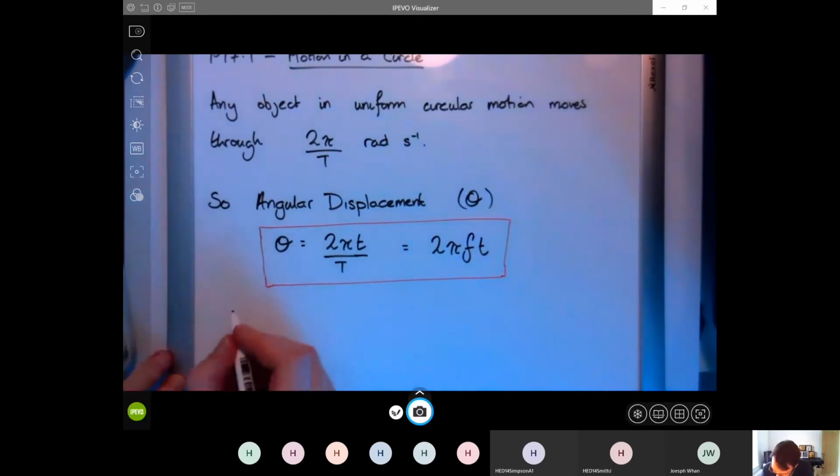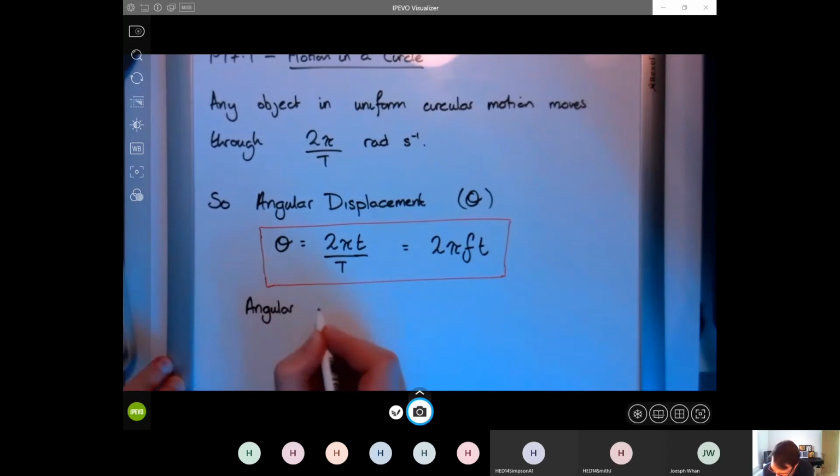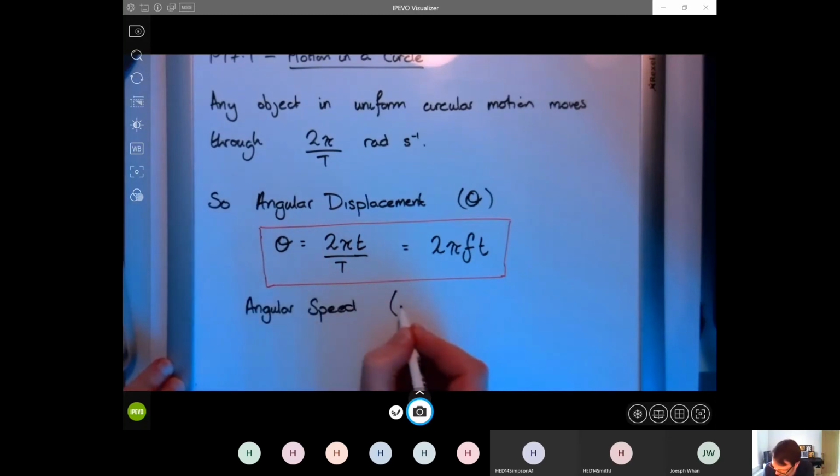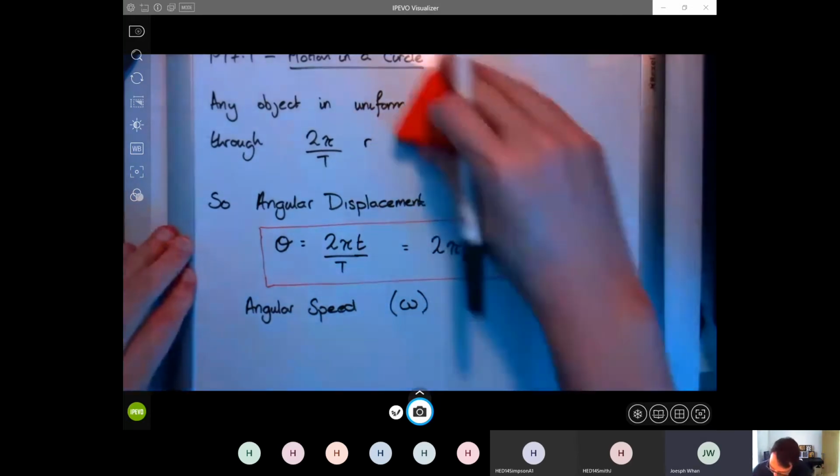We're going to do angular speed. So if that's angular displacement, angular speed now does have a special symbol, which is called omega, which is like a curly W. Angular speed is going to be angular displacement divided by time. I'm not going to fit this in, so let's get rid of this top bit.